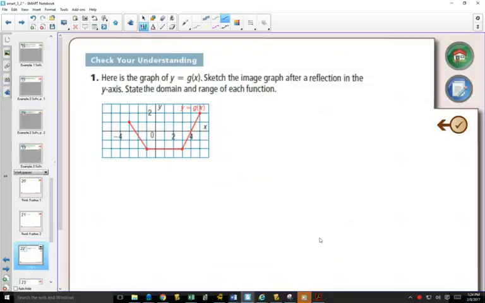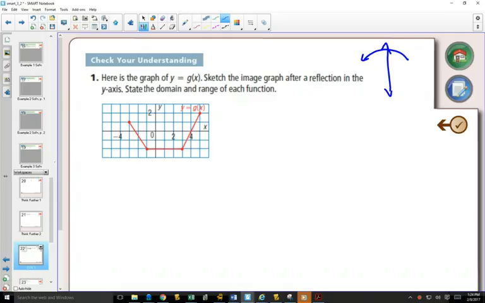So here we've just got a random graph, and they say that that graph is g of x. And we want to sketch the image after reflection in the y-axis. So one of the things about these reflections is they can ask the same question with a bunch of different words. Here they've said it's a reflection in the y-axis. So what that means is things are going to get reflected over the y-axis.